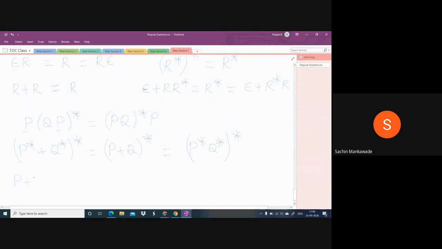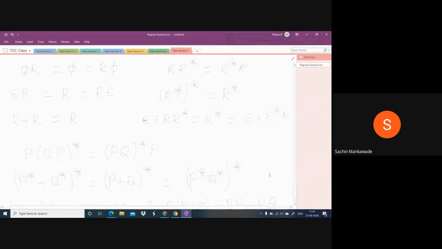Distributive law. P plus Q followed by R is equal to PR plus QR. And suppose R is on the left side. R followed by P plus Q is equal to RP plus RQ. RP plus RQ. Next.